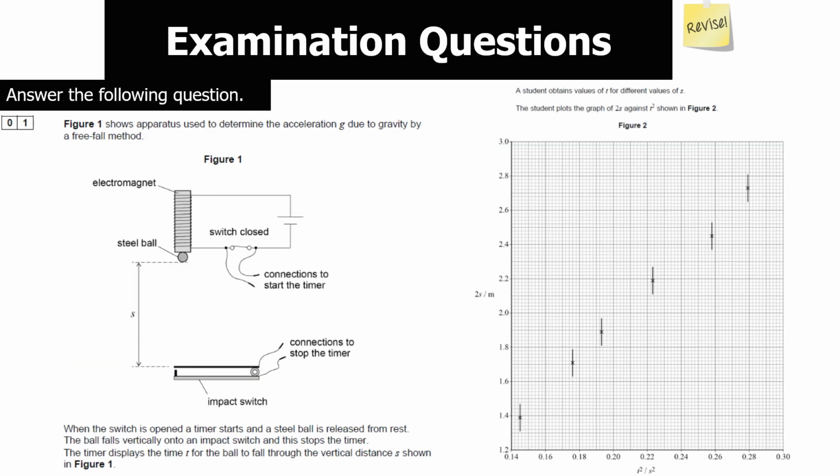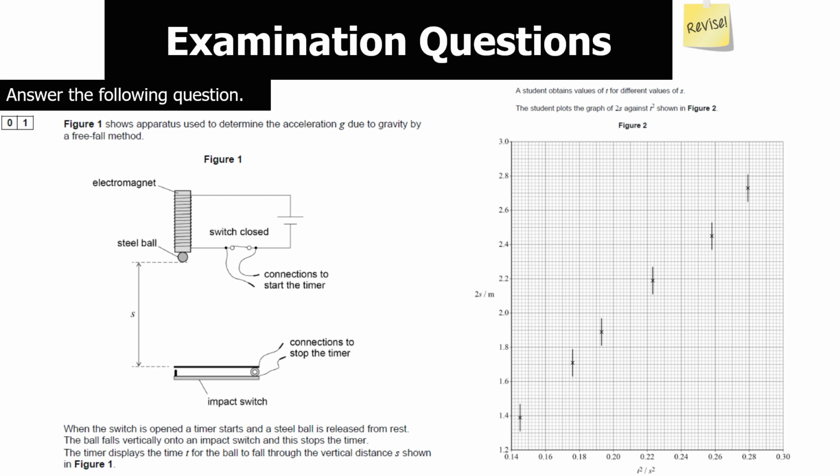Now the next question says, figure 1 shows apparatus used to determine the acceleration g due to gravity by a freefall method. When the switch is opened, a timer starts and a steel ball is released from rest. The ball falls vertically onto an impact switch and this stops the timer. The timer displays the time t for the ball to fall through the vertical distance s shown in figure 1.